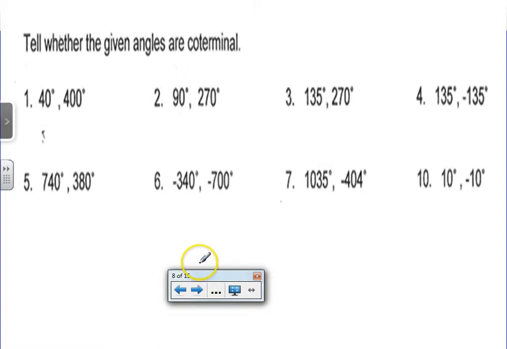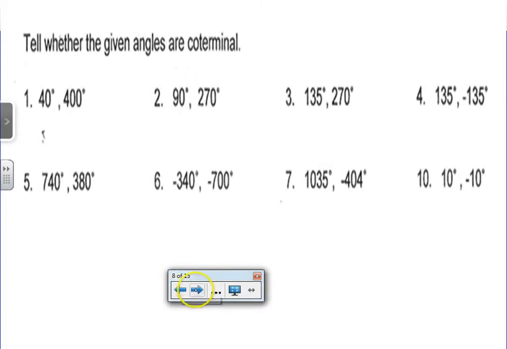On your quiz, I believe I ask you to fill out a chart that looks like that. And I'm pretty sure there's a homework problem like that too. So a little bit of a review here. It's asking you about whether the angles are coterminal.